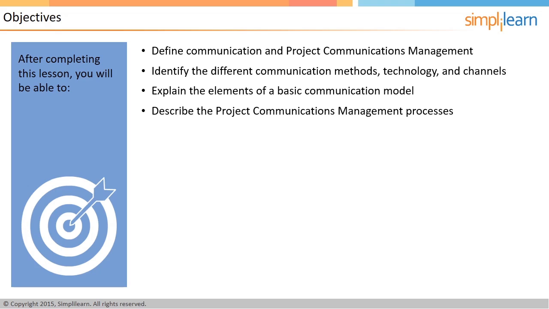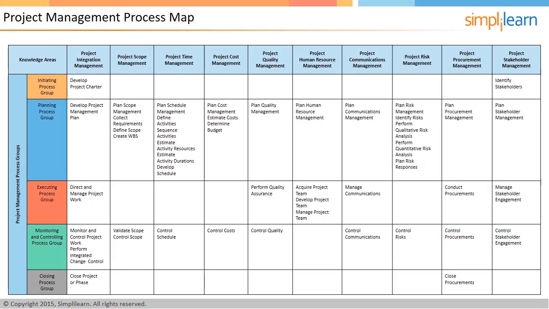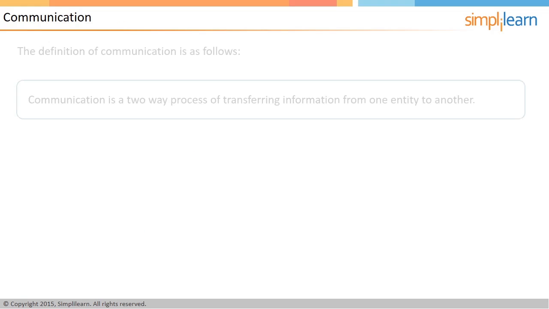In the next screen, let us take a quick look at the project management process map. There are 47 processes in project management grouped into 10 knowledge areas and mapped into 5 process groups. In this lesson, we will look at the 7th knowledge area, that is, project communications management and its processes. In the next screen, let us understand communication.